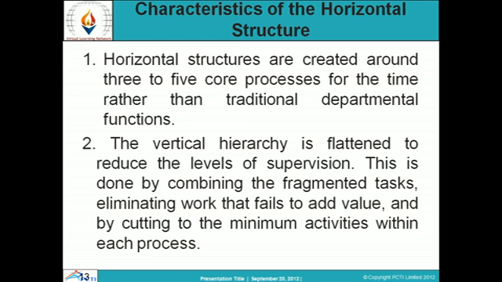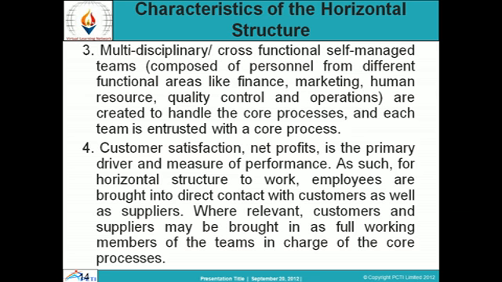And this can be done by eliminating those activities or work which fail to add any value to the total task. It means if the number of activities is minimum, then the number of failures will be minimum, right? Another characteristic of the horizontal structure is multidisciplinary, that is cross functional or self managed teams.